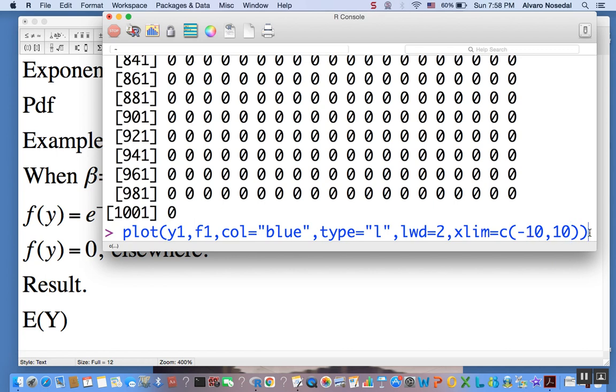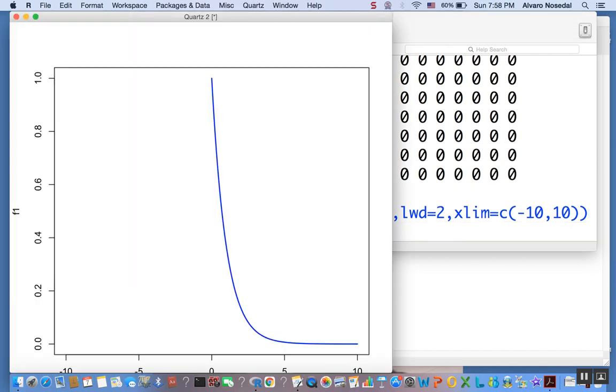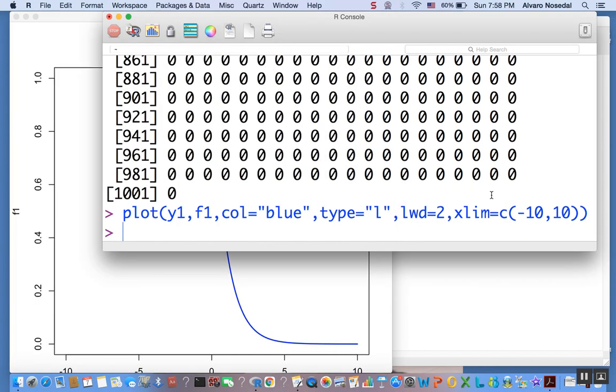So if everything went well, as you can see, we only have the first part of the graph that we created for values that are positive or 0. But now let's add the other values.